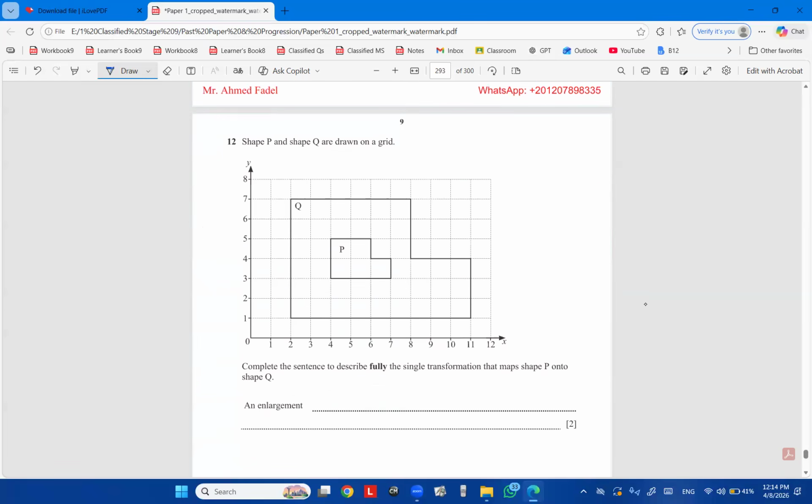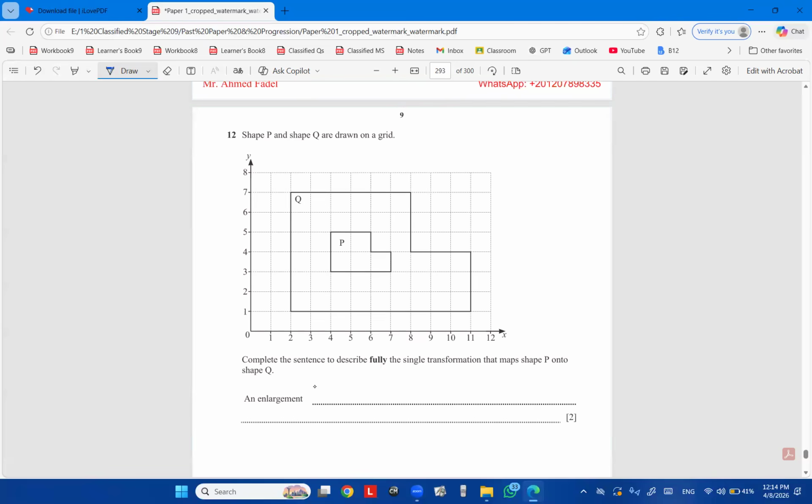Complete the sentence, describe fully the single transformation that maps shape P onto shape Q. So from shape P to shape Q, what happened? An enlargement. Very good. But enlargement of what? If enlargement was not written, you must write it. But here they wrote it already for you. So scale factor what? This side was only 2. It became actually 6. So it is scale factor 3.